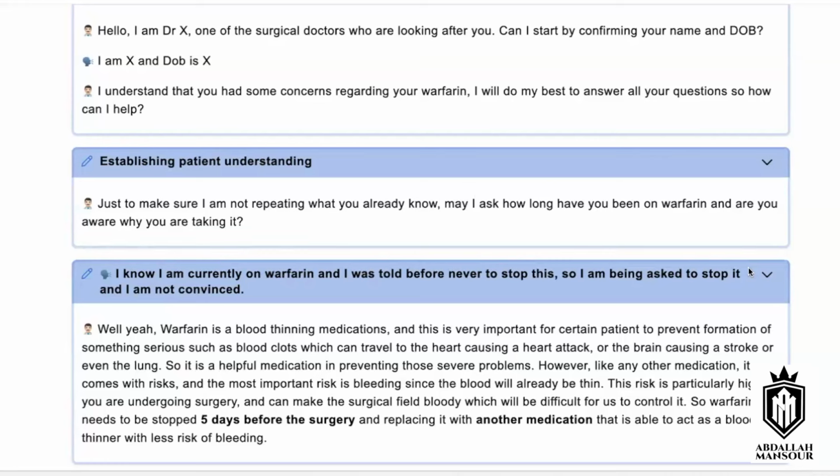So start by talking, okay, so first let's talk about warfarin. It's a blood thinning medication, like you said. It does increase the risk of bleeding, and having surgery will even further increase the risk of bleeding.